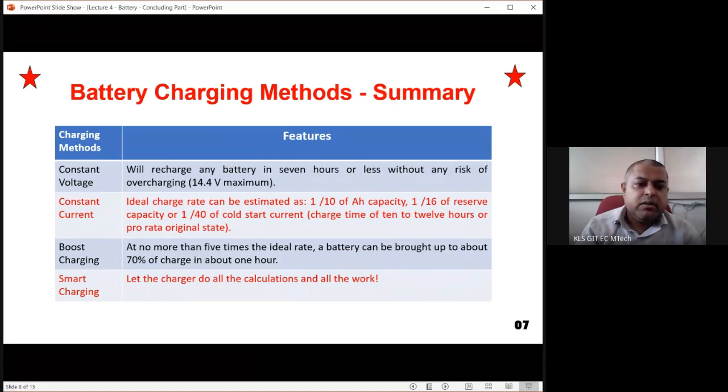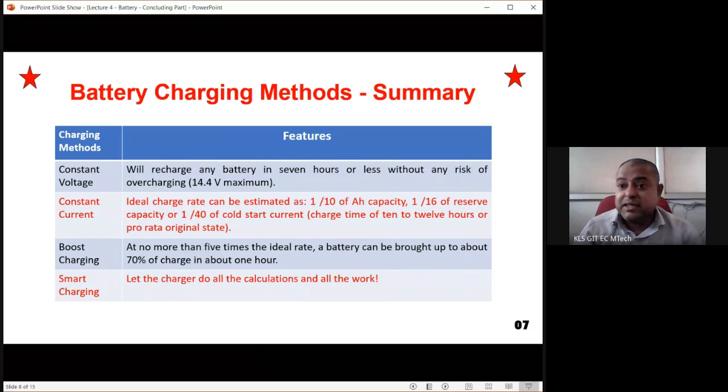Please check it. Boost charging is only for 1 hour and will take the battery up to 70 to 80%, but it is not suggested for frequent charging. Okay, boost charging is once in a blue moon. You are in a very difficult situation. You have only very small time in your hand and you have to charge your car. Then only you should use boost charging.